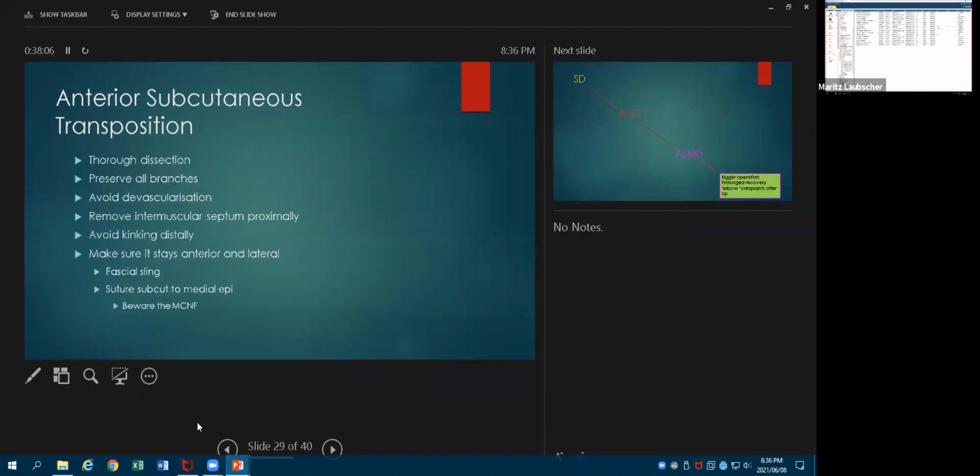Okay. Anterior subcutaneous transposition: thorough dissection, preserve all the branches, avoid devascularizing the nerve, and remove the intermuscular septum, obviously, because otherwise it goes anterior, posterior, anterior again immediately. You've got to remove the intermuscular septum, otherwise you kink the nerve. You want to make sure it stays where you put it, as far midline as you can. If it's too close to the medial epicondyle, every time they bump the arm, they'll feel symptoms.